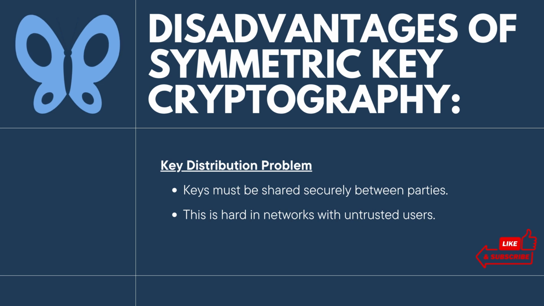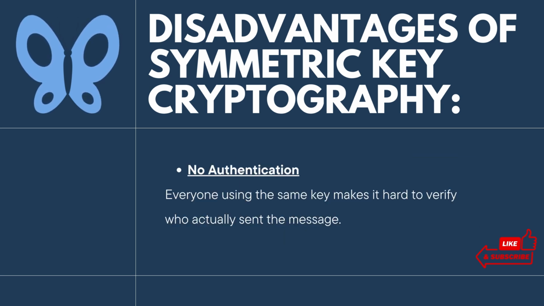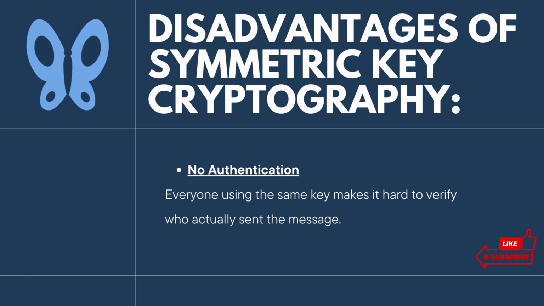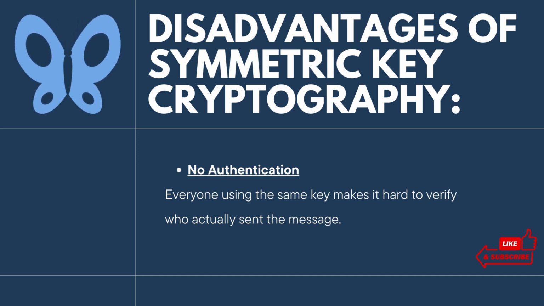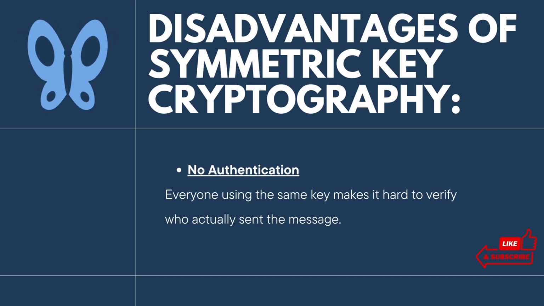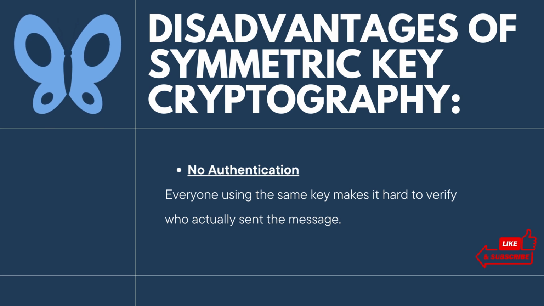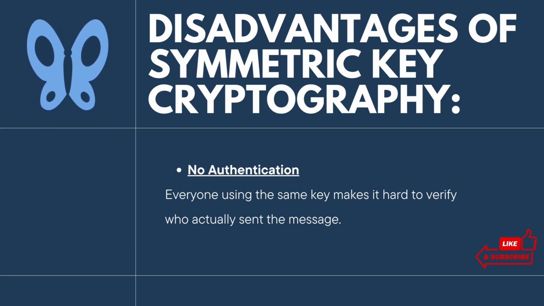Moving next, let's talk about another disadvantage, that is no authentication. Here's the issue. When everyone uses the same key, there's no way to tell who actually sent the message. Anyone with the key can encrypt, decrypt, and pretend to be someone they're not. That's a major gap, especially in environments where trust and identity matter. This is exactly why symmetric encryption is often paired with other methods, to add that layer of authentication it lacks on its own.